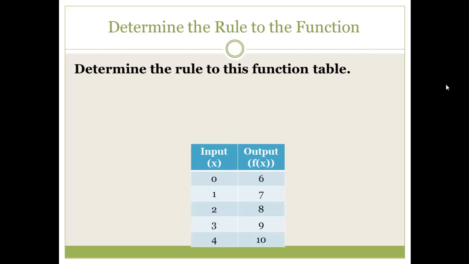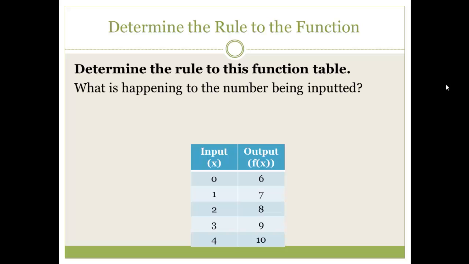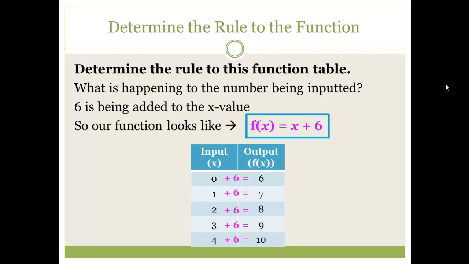This time, let's determine the rule to this function table. What is happening to the number being inputted? It looks like the input values are being increased by 6 each time. So then our function looks like f of x equals x plus 6.